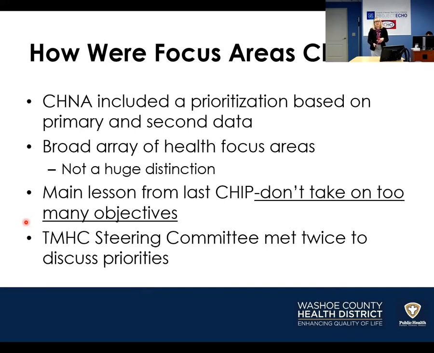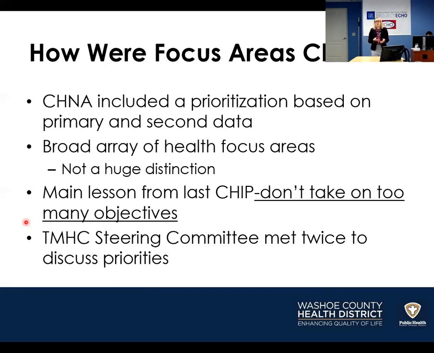And one of our main lessons from our last CHIP, again, this is our second CHIP in that 3-step process, was to not take on too many objectives. We had over 60 objectives in our previous CHIP, and it just spread us way too thin. A lot of really great objectives included and some great intentions and work that needed to be done in the community, but ultimately thinking about that capacity, we really learned from that we don't want to take on too many. We really want to be focused and think about what capacity we have to do work.